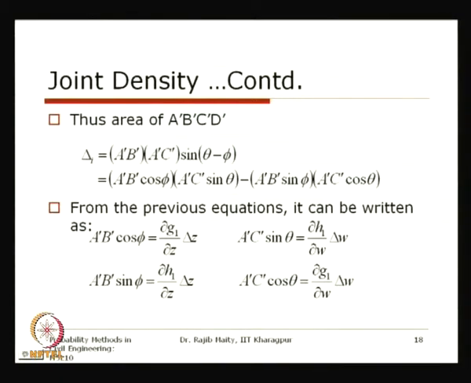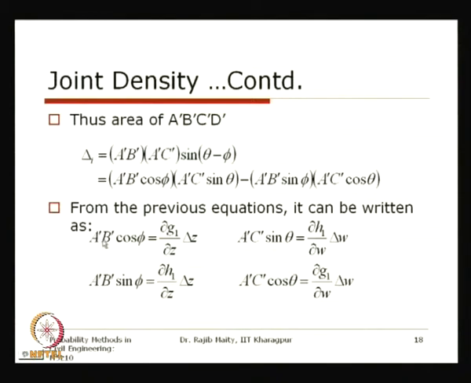So the total area that we are talking about in this new xy plane, A prime B prime C prime D prime, is nothing but A prime B prime multiplied by A prime C prime sine of theta minus phi. So there is a kind of distortion that we are taking through this. So this is A prime B prime cos phi, after this trigonometrical rearrangement, we can get that.